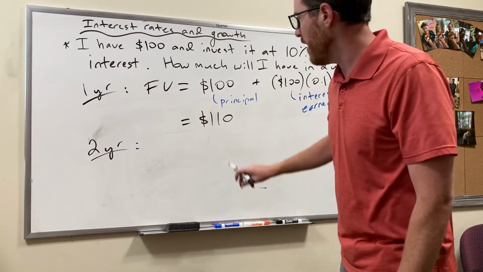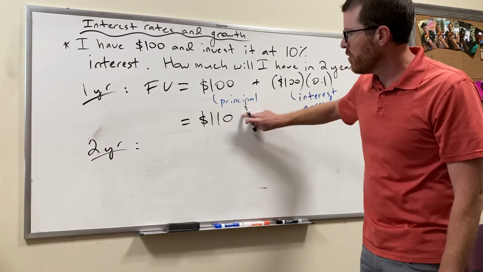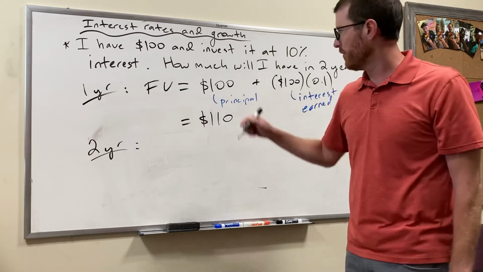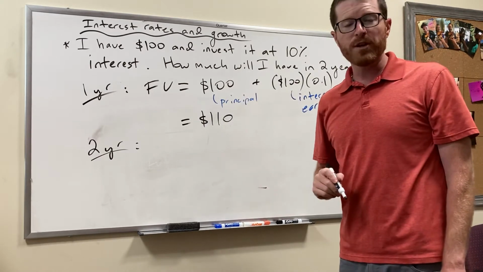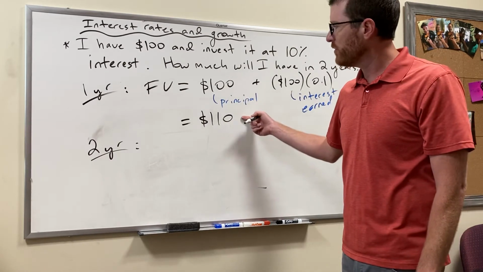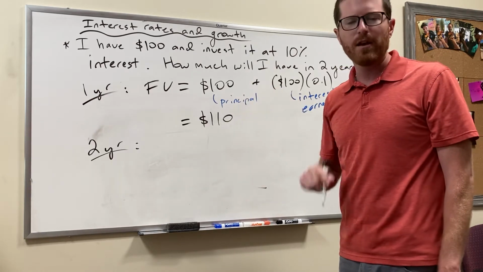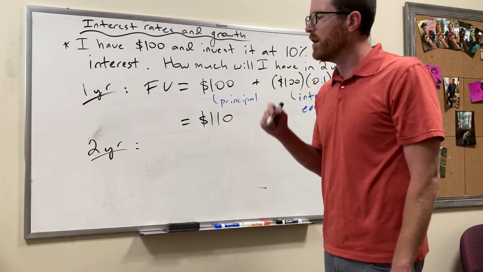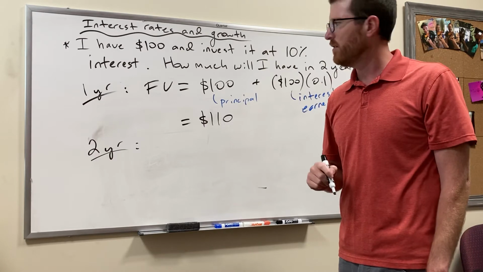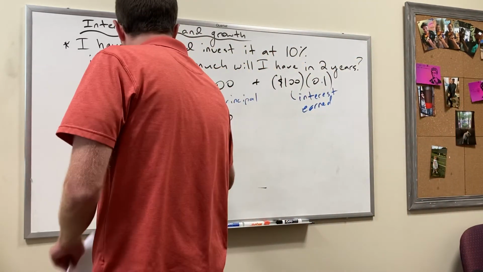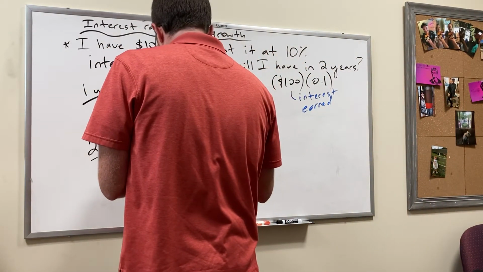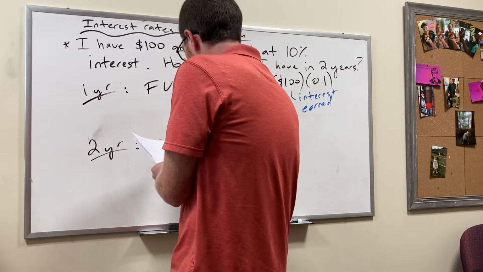Here's what's going to happen now. When you start year 2, you are now saving $110. The actual principal will change. And so now your interest is not built on $100. Your interest is now built on $110. So the future value mathematically is going to come out to this kind of clunky equation here.